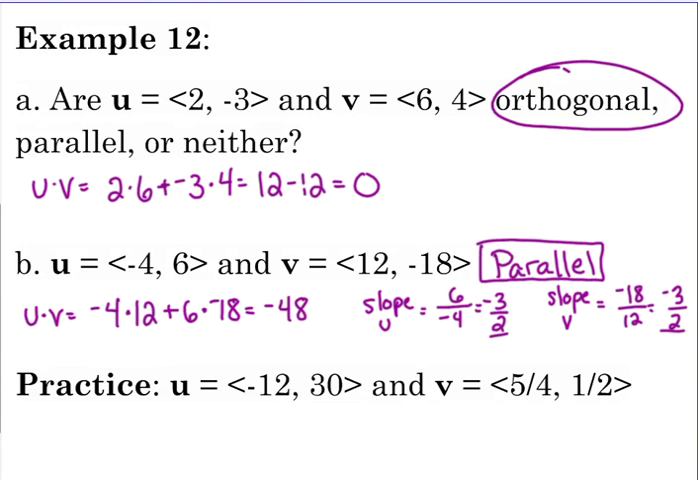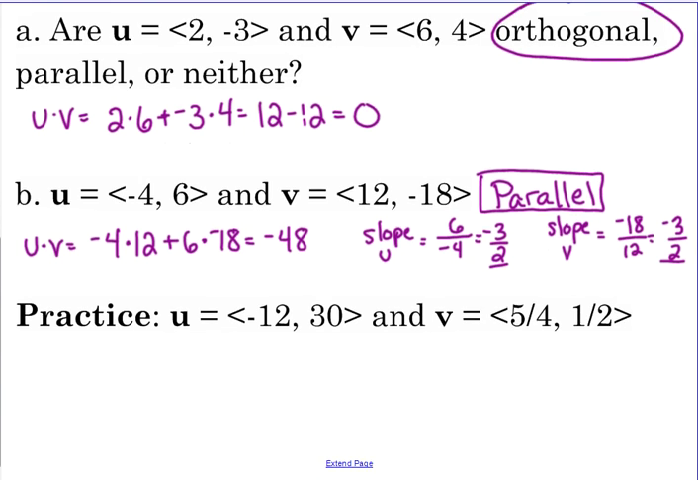This is just slightly different than true parallel lines because these vectors have direction to them. So you could have a positive and a negative and they still be parallel as long as they're the same number. Do that practice problem and then you can do the rest of the problems there.